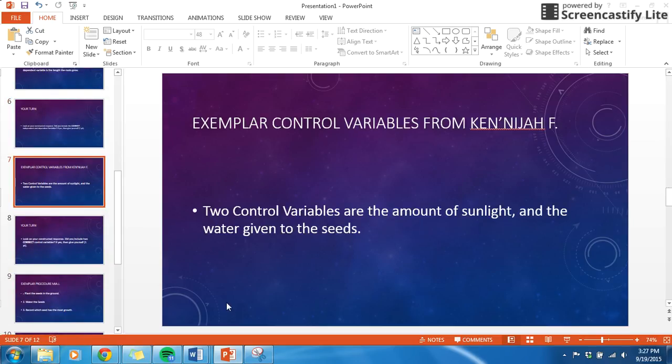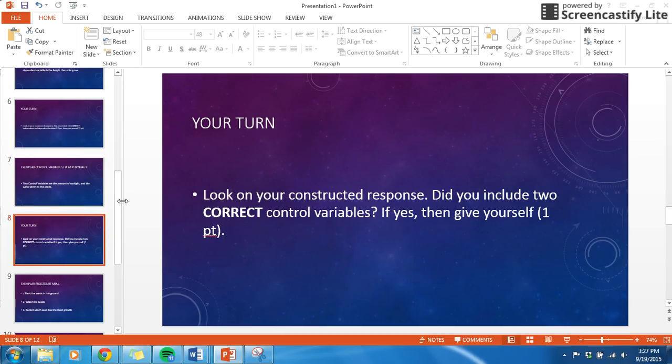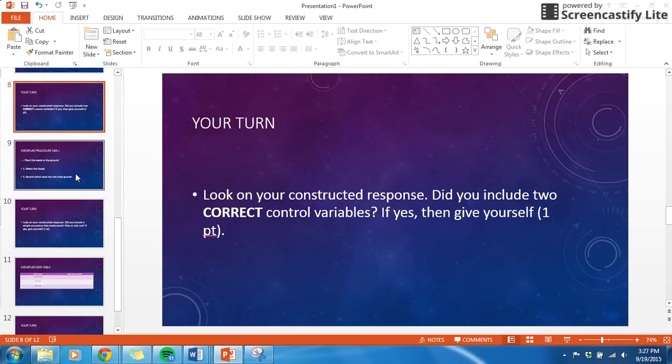Our exemplar control variables were from Kanija. She said that our two control variables are the amount of sunlight and the water given to the seeds. It's your turn to look at your constructed response. Did you include the two correct control variables? If yes, then give yourself 1 point.